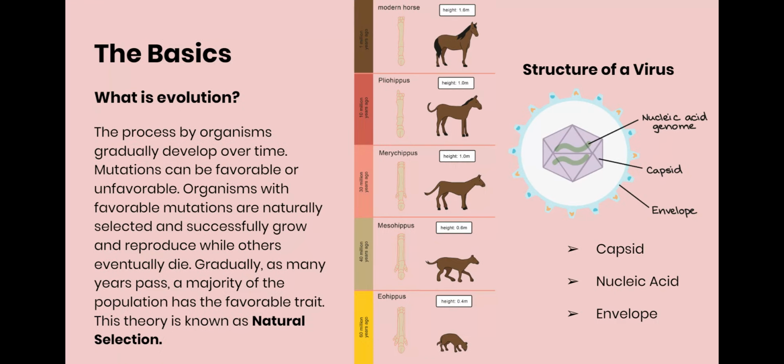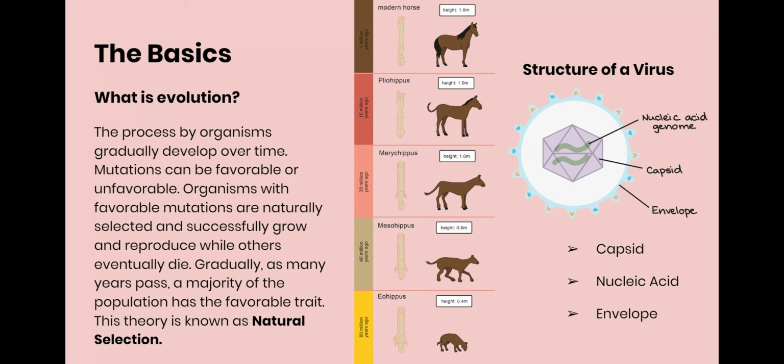First, let's get into the basics. What is evolution? Evolution is the process by which organisms gradually develop over time, so they can have mutations which can either be favorable or non-favorable. Organisms with favorable mutations are naturally selected and successfully grow and reproduce while others eventually die. Gradually, as many years pass by, a majority of the population has a favorable trait, and this theory is Darwin's theory of natural selection. So here we can see the evolution of what is now a modern horse, and when I say gradually, you can see how long the time span is for evolution.